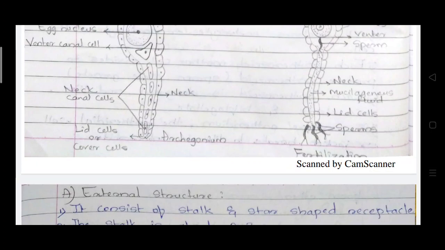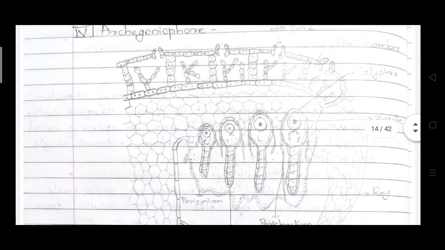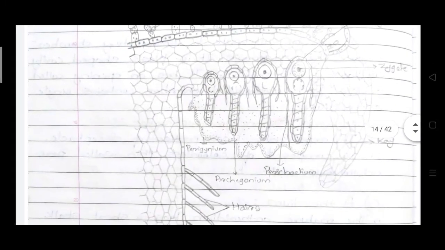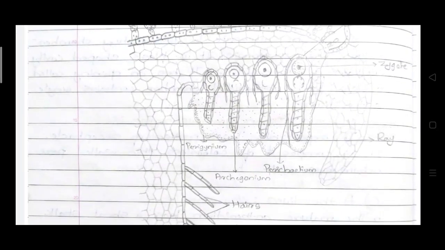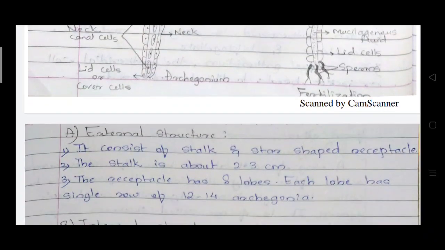So my question is, where is the sporophyte produced? On the archegonium, the female sex organ, the sporophyte is produced. So I hope all of you understand about the Archegoniophore. The main part, and somewhat the structure, is similar to the Antheridiophore, but there is a difference in the shape of the receptacle. You have to underline this: the star-shaped receptacle in Archegoniophore.